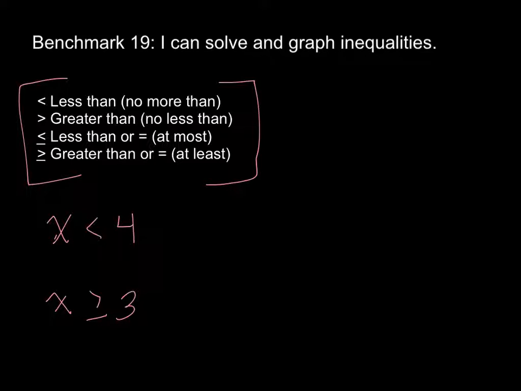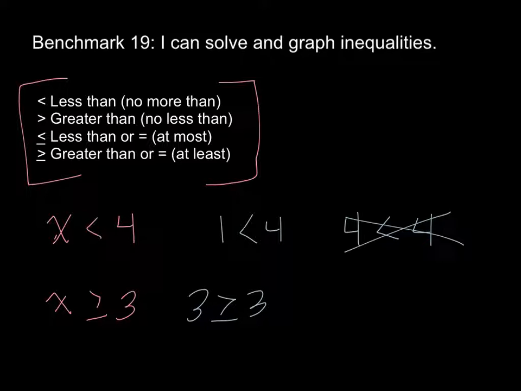So if we look at these two examples below, x is less than 4. That means we can plug in any number that's less than 4 to make that statement true. So we could have 1 is less than 4, but we cannot do 4 is less than 4 because they're equal. That's not less than. If we look at the next example, this says x is greater than or equal to 3. So we can put 3 in this solution because 3 is equal to 3, or we can put any number greater than 3.